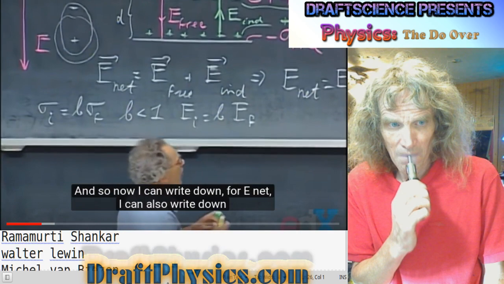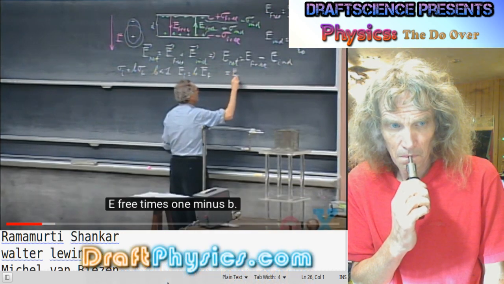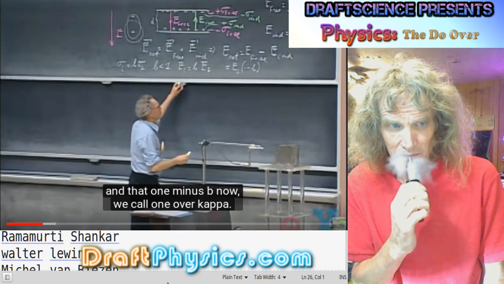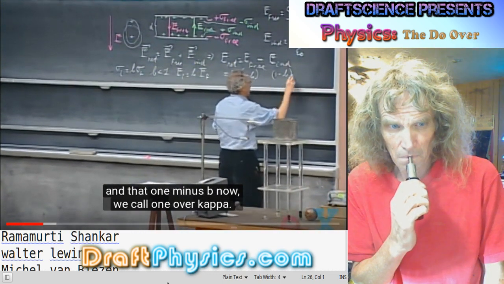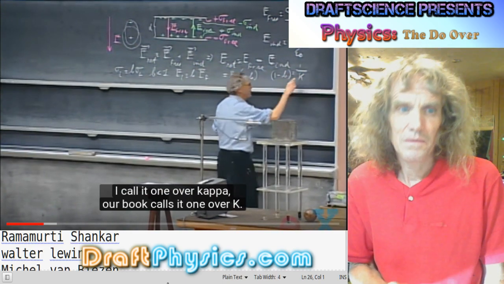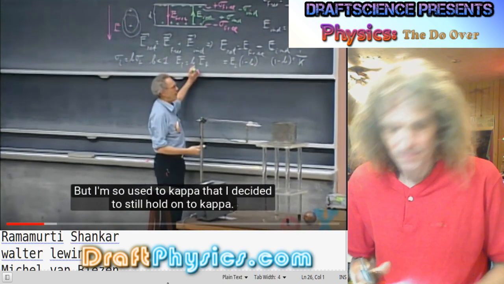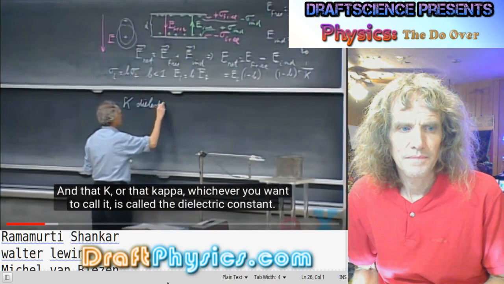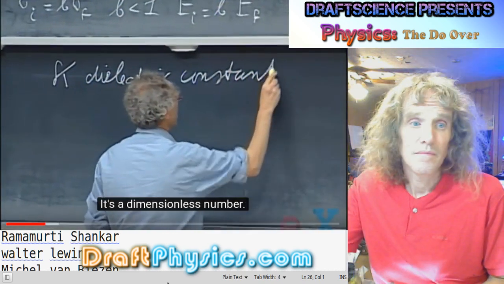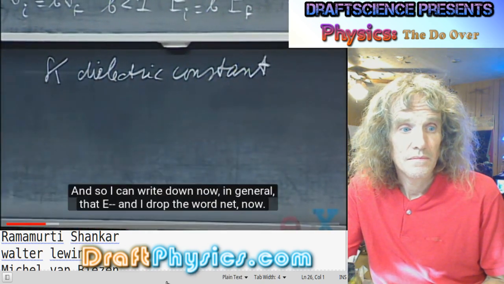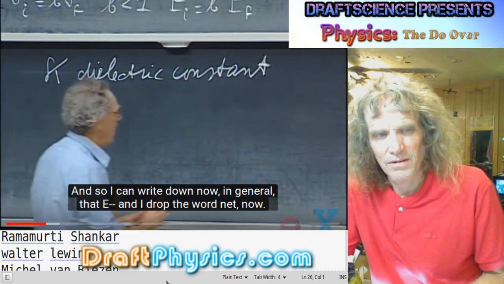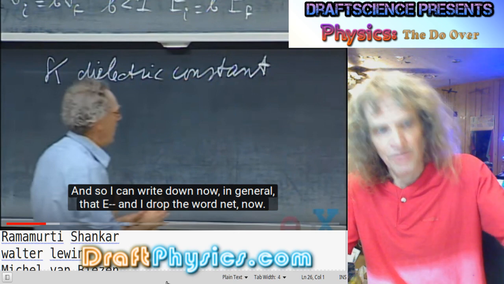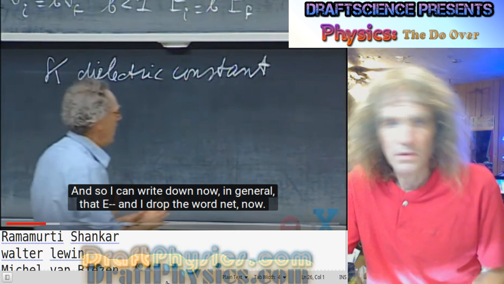And so now I can write down, for E net, I can also write down E free times 1 minus b. And that 1 minus b now, we call 1 over kappa. I call it 1 over kappa, our book calls it 1 over k. But I'm so used to kappa that I decided to still hold on to kappa. And that k, or that kappa, whichever you want to call it, is called the dielectric constant. It's a dimensionless number. It's just a constant that is constant for different materials. So each material has a different k value.